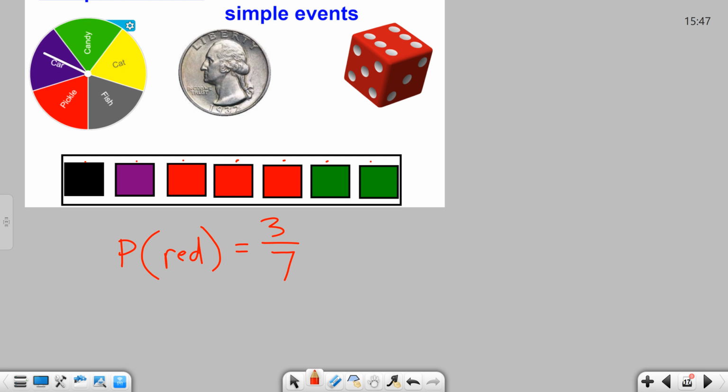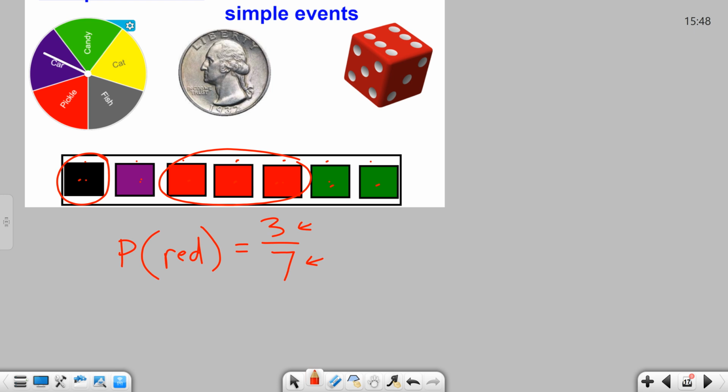Now you might say, well, there's really only 4 colors: green, red, purple, or black. But I want to make sure they're equally likely. You're not equally likely to get black or red because there's 3 times as many reds as there are black, right? So I need to count them individually and say, well, I have 7 possible things. That's my total in my sample space. And 3 of them are red.